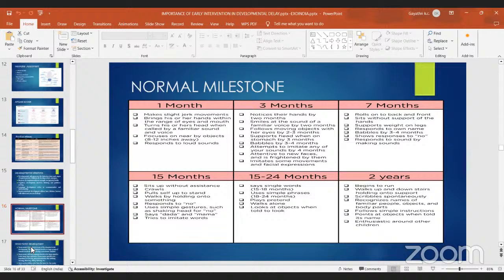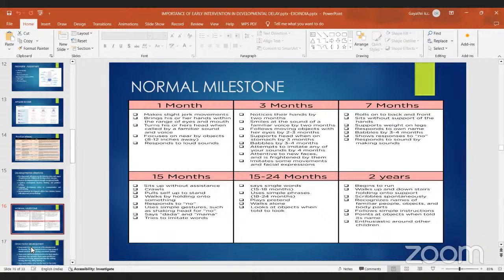Next, these are the normal milestones, the normal milestones for every month: the first month, third month, seventh month, 15th month, and the 24th month, that is 2 years. The baby's physical development mainly depends on the period up to 2 years. What about the first month? The baby will be very small and won't have proper developments yet.